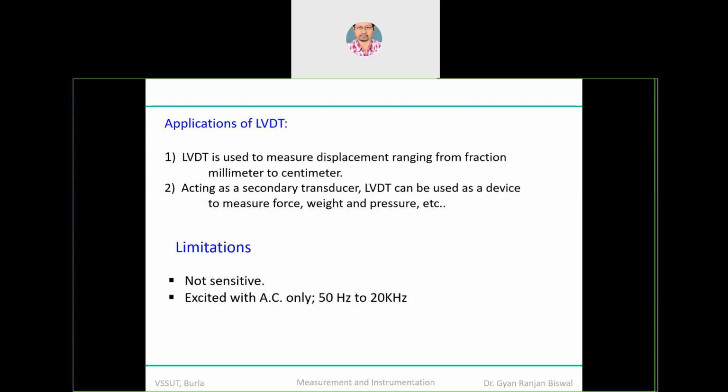So LVDT can also be used as a secondary transducer, and it can be used as a primary transducer. As a secondary transducer, it has the widest range of applications. Clear? What is the limitation? Resolution is very high, but it is not very sensitive, and it is excited with only AC supplies.